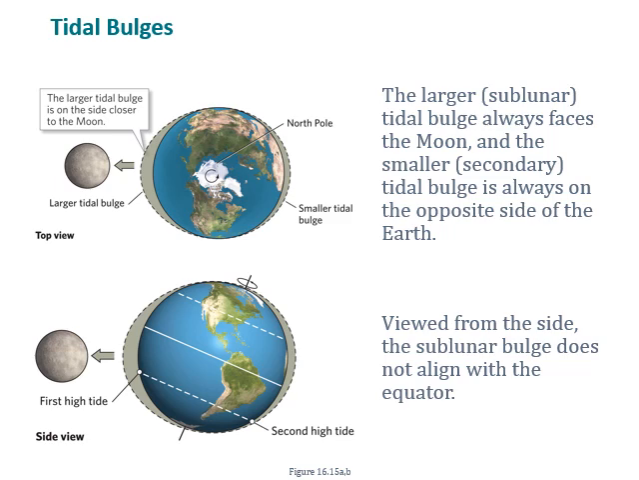If we want to view this from the side, the sublunar bulge does not align with the equator because Earth is rotated and tilted on an axis from vertical of about 23 degrees. So the high tide is somewhere between the equator and the 45-degree mark.